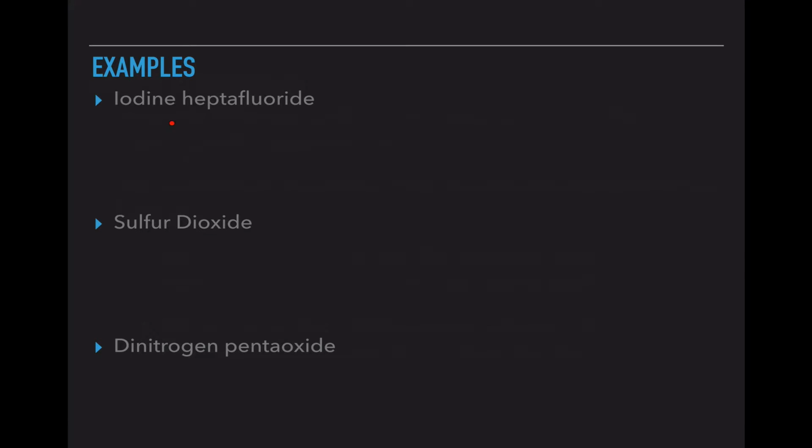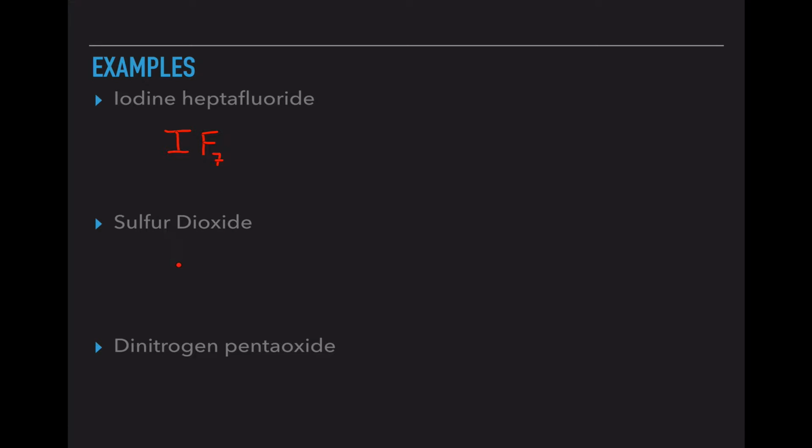Iodine does not have a prefix, so I'm going to write the letter I, and I'm going to leave this blank because there's only one present. Fluorine has a prefix of hepta, and hepta stands for 7. So I'm going to write capital F for fluorine, and then a subscript 7.